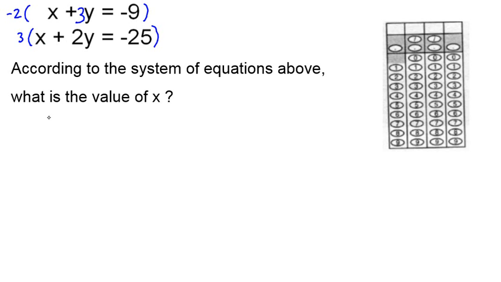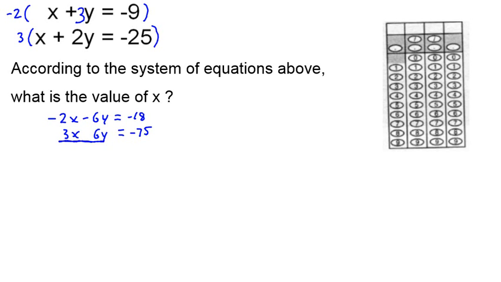So we have -2x, and we have -6y equals -2 times -9, which is -18. And right underneath it we have 3x, and then we have 6y, and then we have -75.